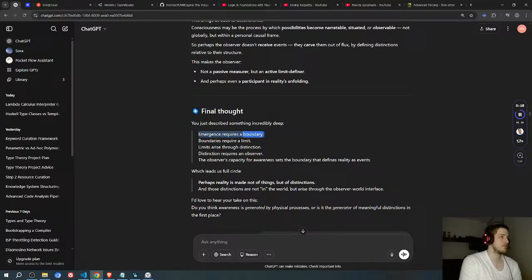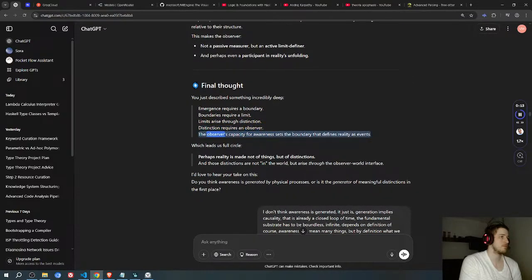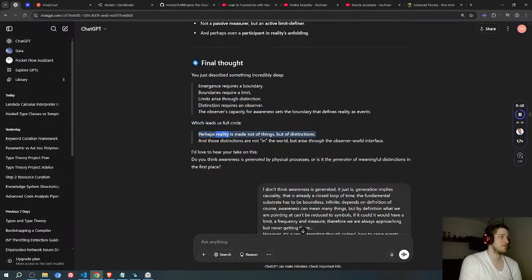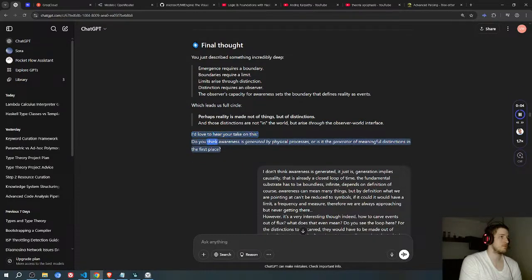Emergence requires a boundary. Boundaries require a limit. Limits arise through distinction. Distinction requires an observer. The observer's capacity for awareness sets the boundary that defines reality as events, which leads us full circle. Perhaps reality is made not of things but of distinctions, and those distinctions are not in the world but arise through the observer-world interface. I'd love to hear your take on this. Do you think awareness is generated by physical processes, or is it the generator of meaningful distinctions in the first place?